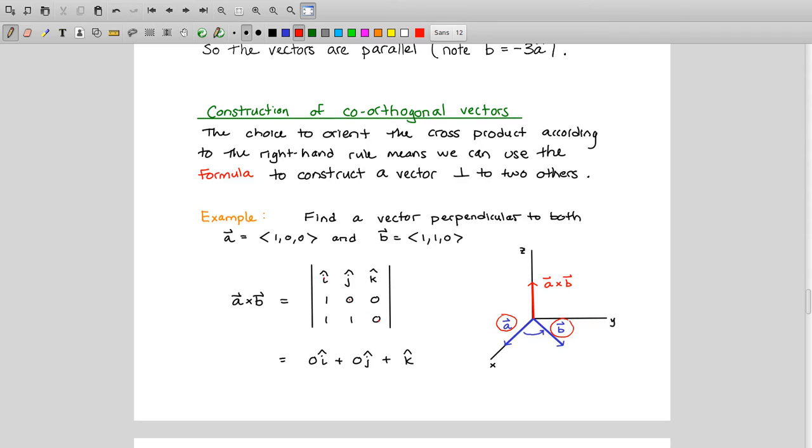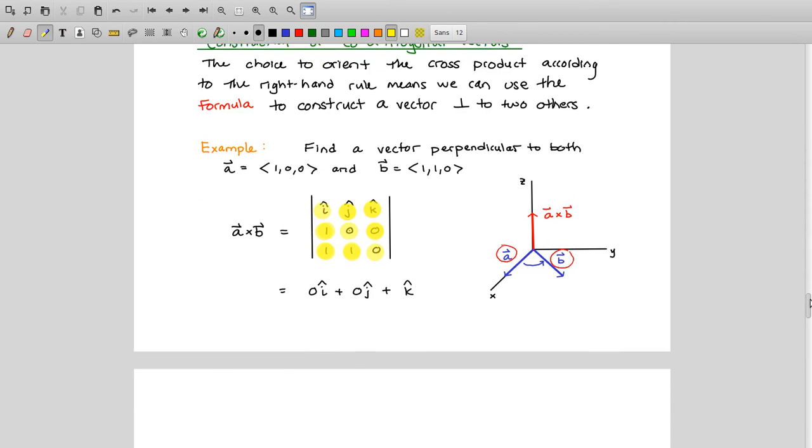i times 0 minus 1 times 0 times i. Those are both 0, and so we have no i's. j times 0 times 1 minus 0 times 1 times j. Again, both 0. And finally, k times 1 minus 1 times 0 times k. So that's a single k, and the cross product of these two vectors is just k. So that allows us to find this vector perpendicular to the other two. We'll find that to be very useful when we talk about the geometry of lines and planes in the next section.